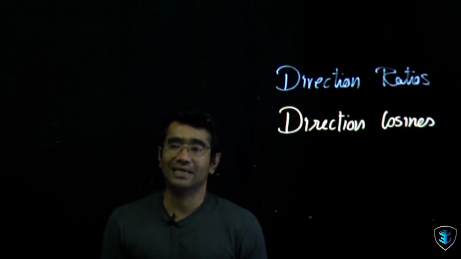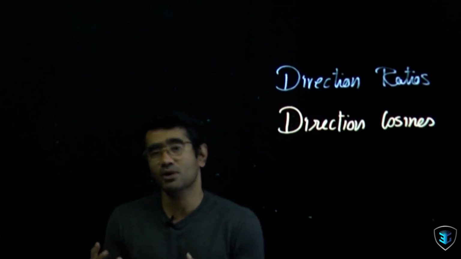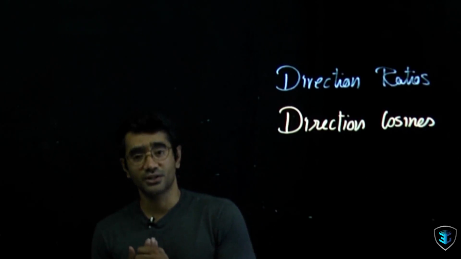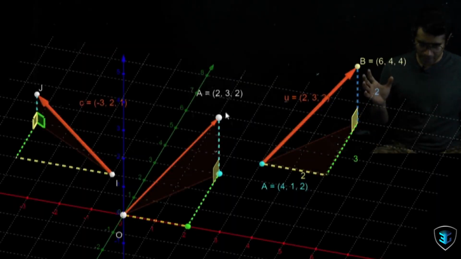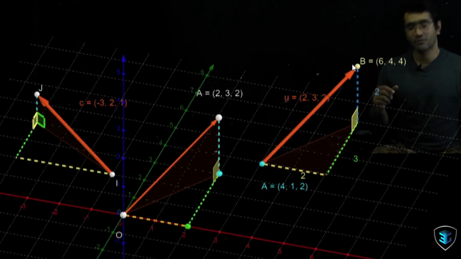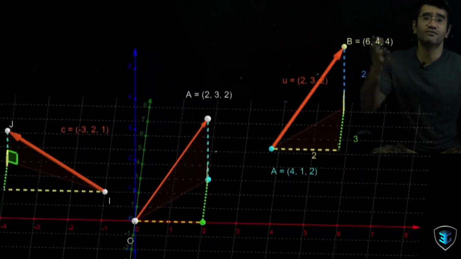I would not teach you in any textbook language or definitions. It's a more layman language and more simple common sense to understand what direction ratios are. Let's go ahead, guys. I can see here there are three vectors, vector OA and vector AB, and we have another vector which is IJ. Now, what is the difference between these three vectors? Question: how do I say that they are three different vectors?